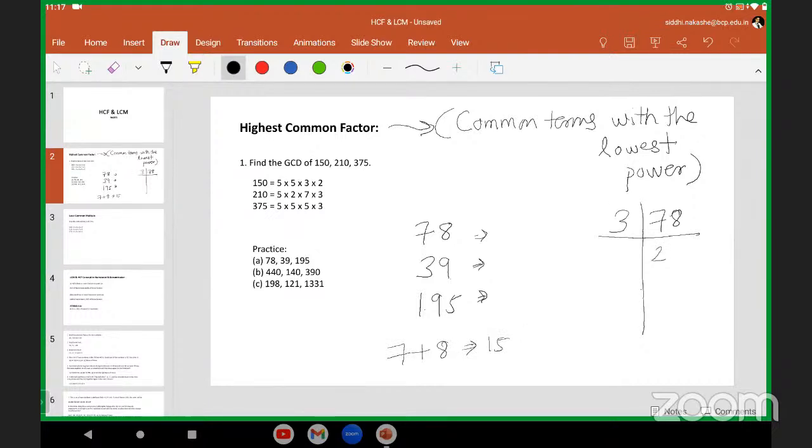So 3 2s are 6, and again 2 and 13. So again 13 can't be factorized into any simpler number. So it has to be 3 into 2 into 13. And similarly 39 is nothing but 3 into 13. And for 195 you can do 5 into 39, which is again nothing but 5 into 3 into 13.